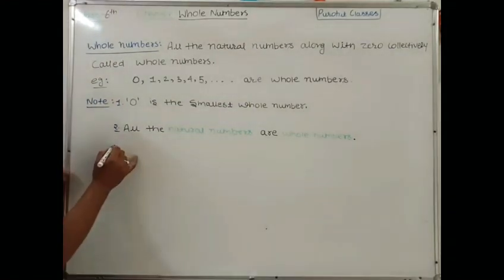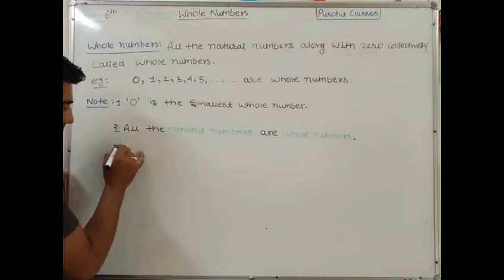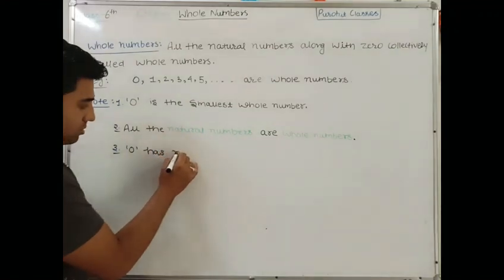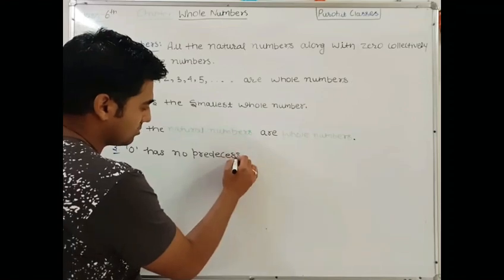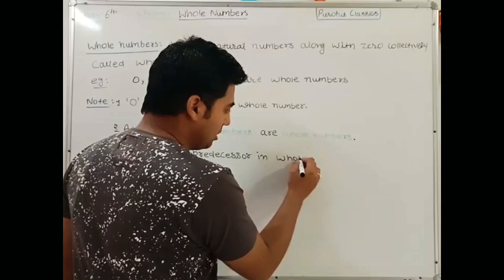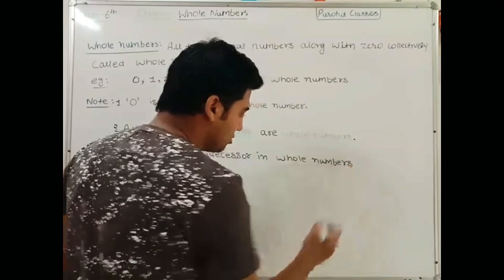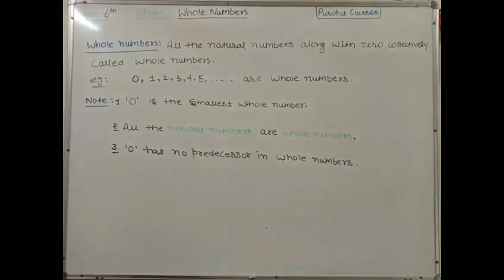And one more thing I should write here, that is about the predecessor. 0 has no predecessor in whole numbers. This is most important to understand, in whole numbers. Understood? Why? Because there is no smaller whole number than 0. Understood? So pause the video and note it down.